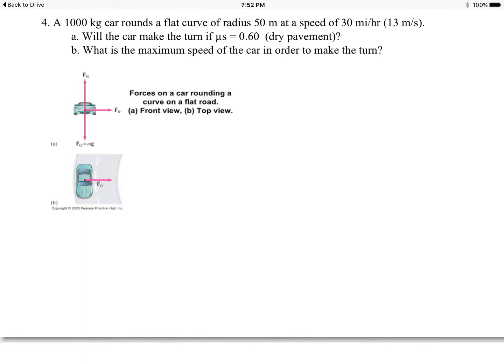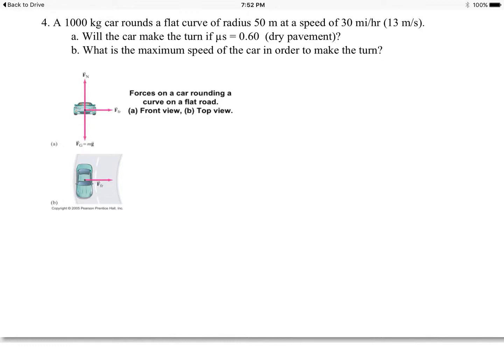It shows you the force of gravity straight down, the normal force straight up. Those will be equal because the car's not accelerating up and down, but the force of friction is inward. It is the centripetal force in this case. So we've had tension in a string be the centripetal force. We've had gravity be a centripetal force.